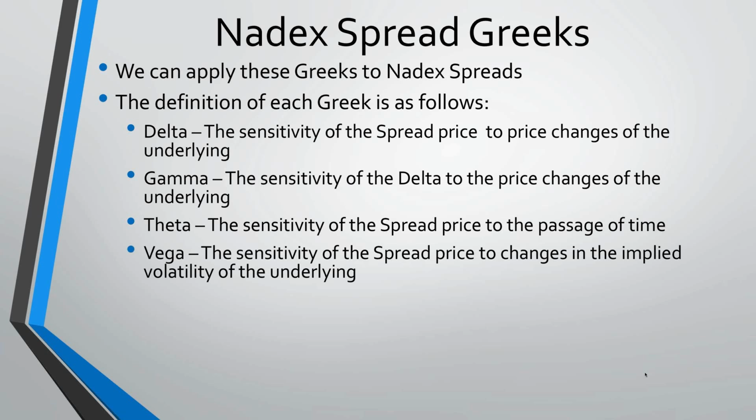Vega is the sensitivity of the spread price to changes in the implied volatility of the underlying. Okay, that's also very important. The implied volatility changes all day long. And Stella, this is a good example of something that you need to be aware of. You need to be aware if your vol is changing.